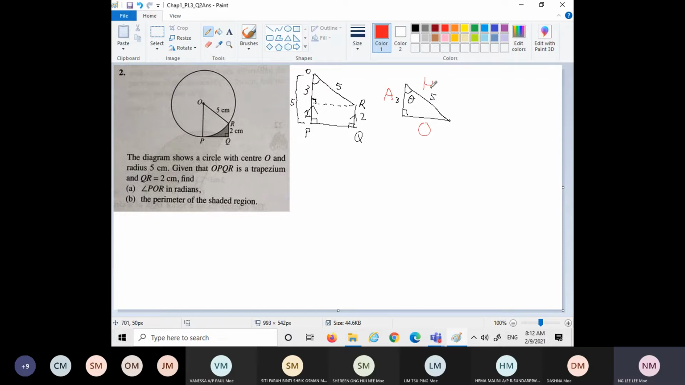So how do you use the sine rule? If you want to use the sine rule, this one is opposite, so you have to find alpha first. This and this are opposite. Using the sine rule, sine alpha over 3 is equal to sine 90 degrees over 5. Then you find your alpha. Anyone have a calculator? I wait for you.